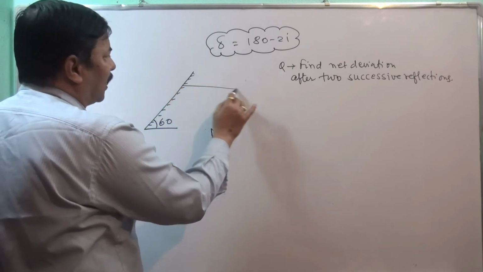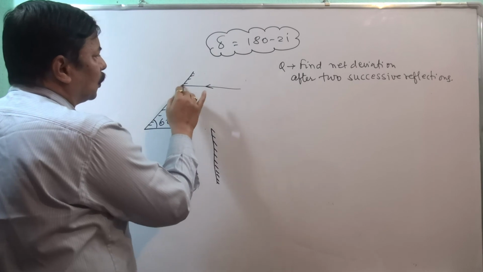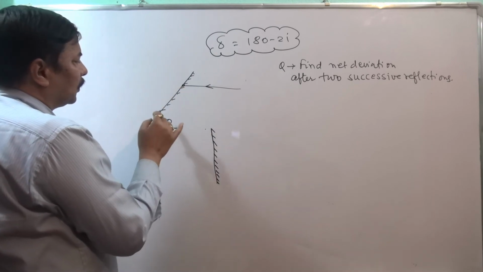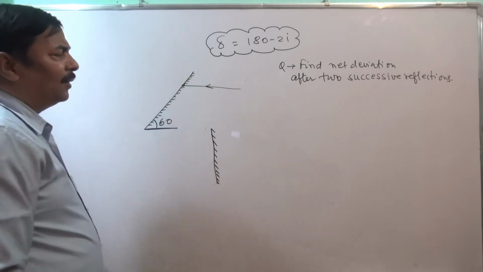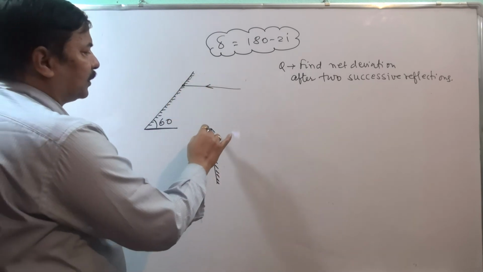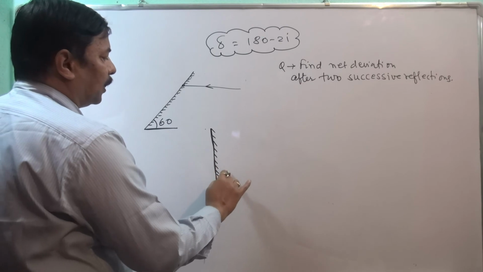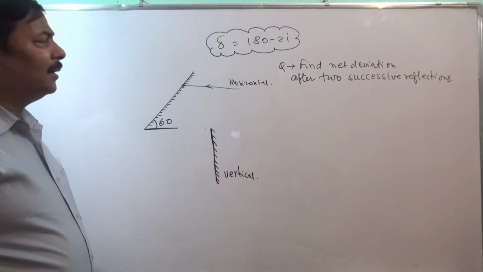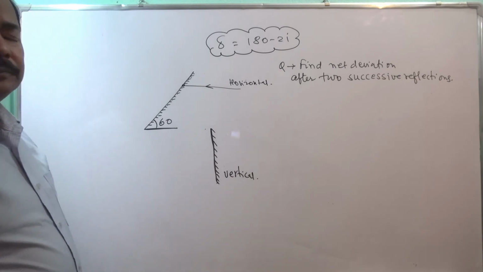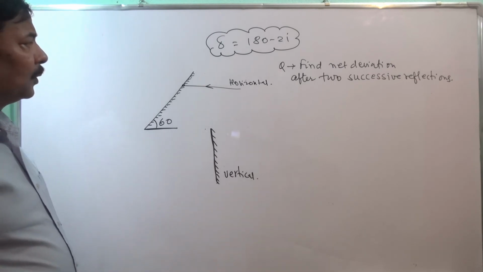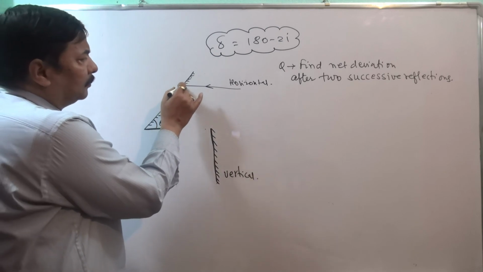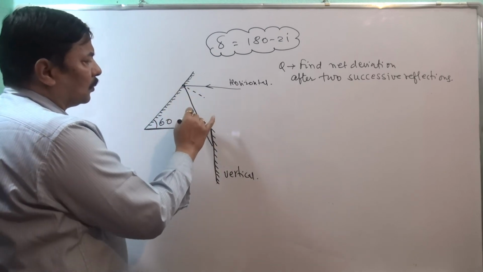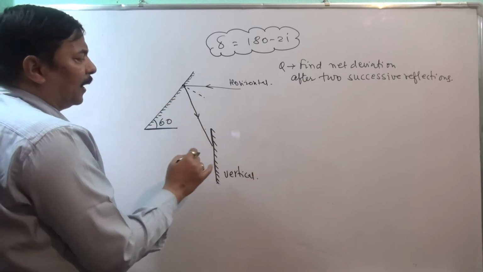Again the ray is parallel to horizontal, and you will have to find the net deviation after 2 reflections. This is vertical, this is horizontal. Now in this case again you will have to complete the diagram. So how will we complete the diagram? This is the reflected ray.